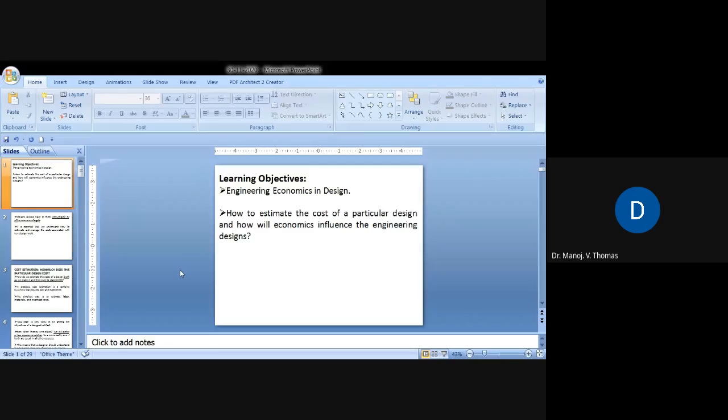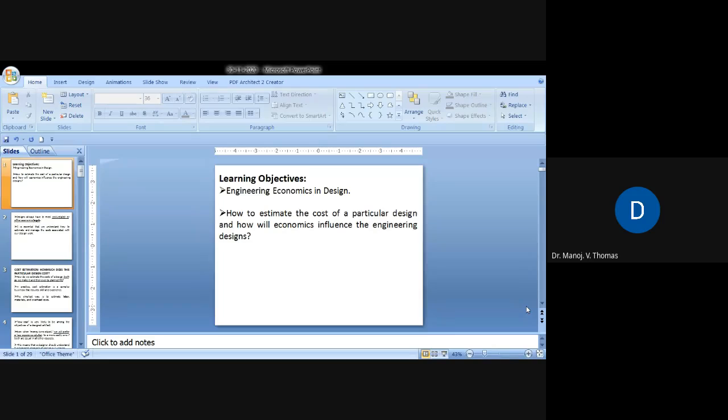So today's session, we will be discussing engineering economics in design. What is the role of economics in design? How do we estimate the cost of a particular design, and how will economics influence engineering design? So how do we estimate the cost of a particular design?